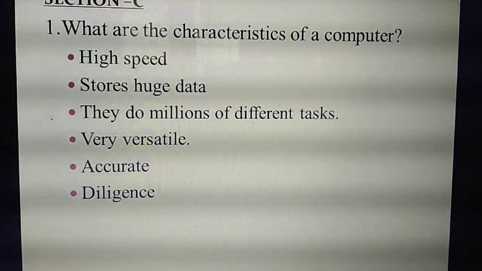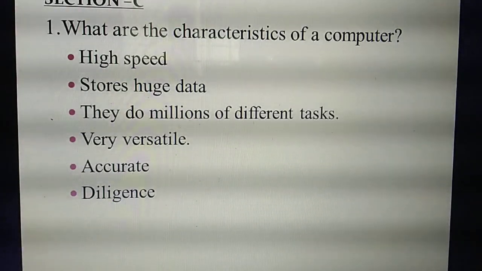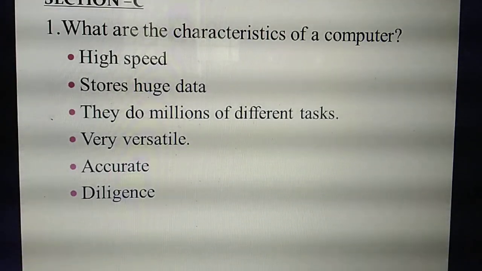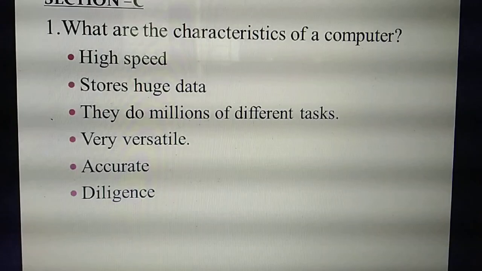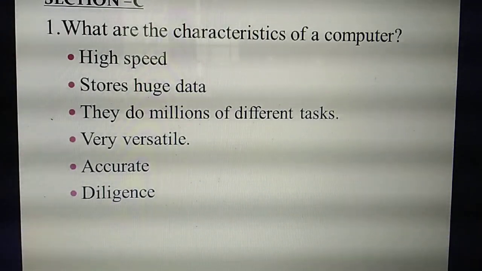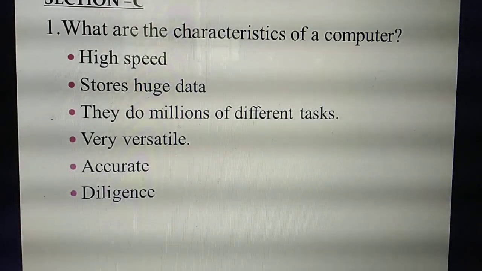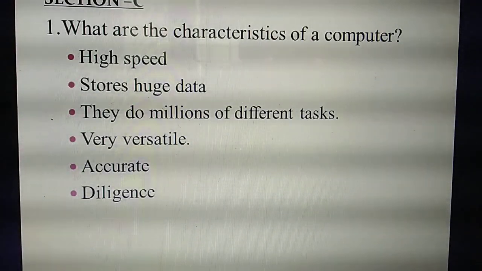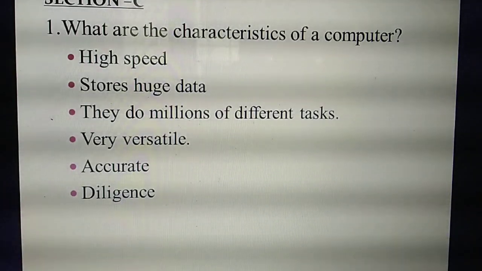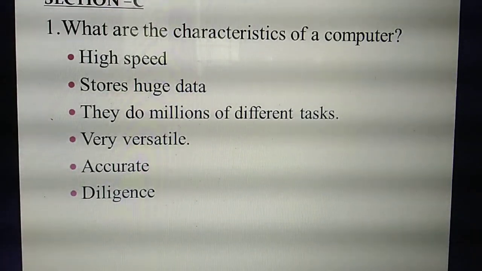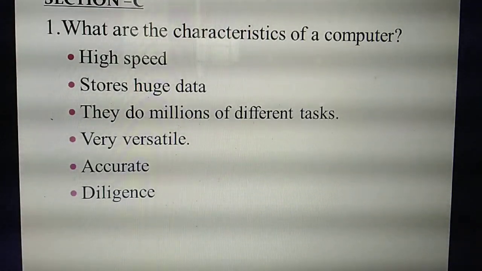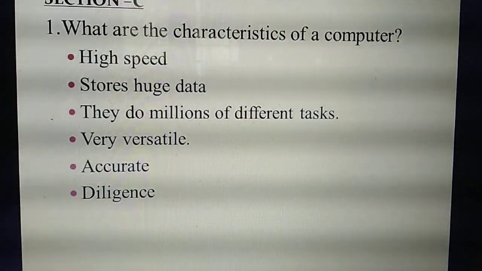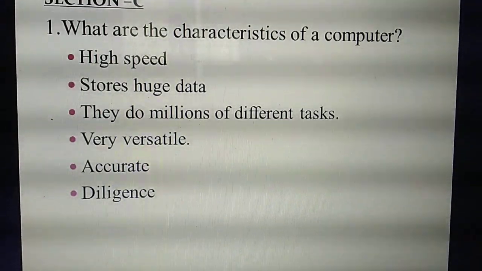What's the first one? High speed. Second one, stores huge data. Third one, they do millions of different tasks. Next one, very versatile. Next one, accurate. Next one, diligence. Please write it fast. Note it down.